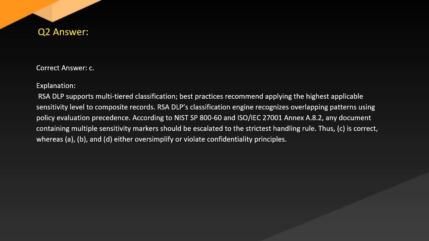Answer. Correct answer: C. Explanation. RLP supports multi-tiered classification. The best practices recommend applying the highest applicable sensitivity level to composite records. RLP's classification engine recognizes overlapping patterns using policy evaluation precedents. According to NIST SP 800-60 and ISO 27001 Annex A.8.2, any document containing sensitivity markers should be escalated to the strictest handling rule. Thus, C is correct, whereas A, B, and D either oversimplify or violate confidentiality principles.